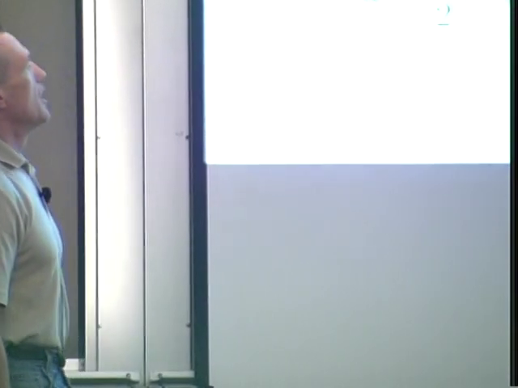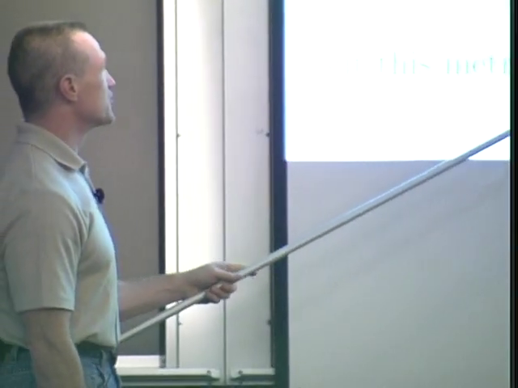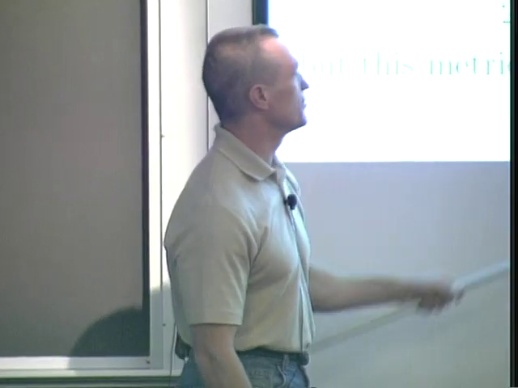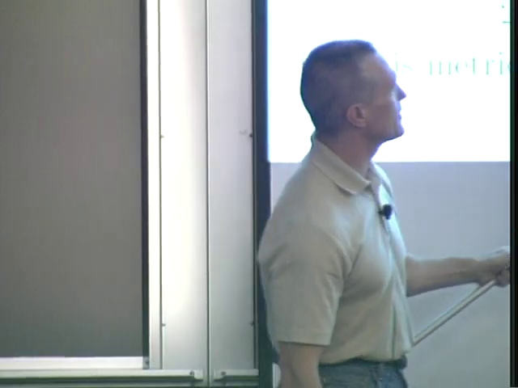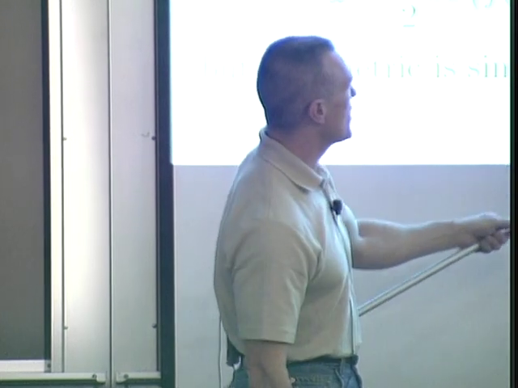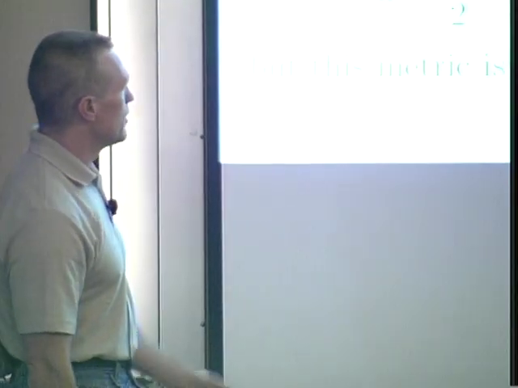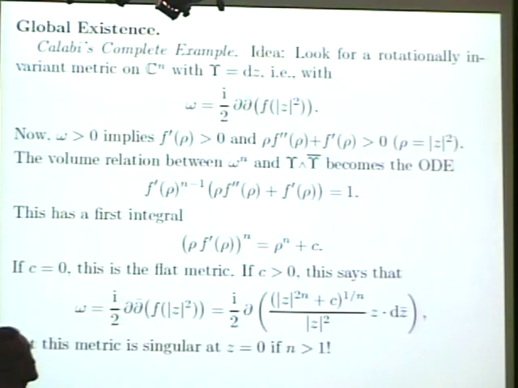If c is positive, then you get a metric that looks like this. Just solving for f prime and plugging it in, the metric looks like this. And you'll notice that this metric is not smooth at 0 if n is bigger than 1. If n is equal to 1, the various things cancel out, and the apparent singularity goes away. It's actually the flat metric again, so it's not too interesting. But if n is bigger than 1, this is definitely singular at 0.